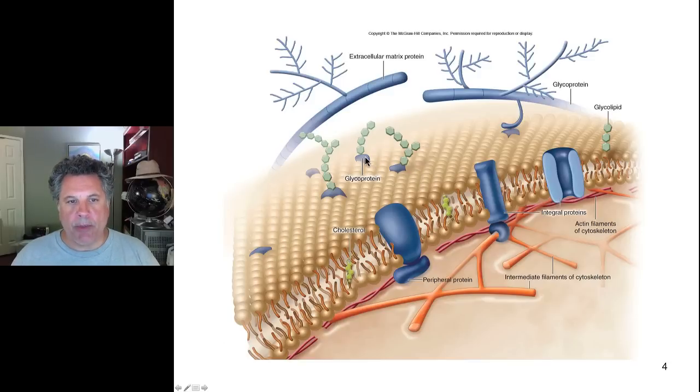Often, integral membrane proteins are glycosylated. Glucose or other sugars have been attached to those proteins. And sugars are also found attached to certain lipids. So we can have glycolipids as well as glycoproteins. In fact, if you look at the surface of cells, you could conceivably refer to them as sugar-coated because there are so many sugars attached to molecules in the membrane.